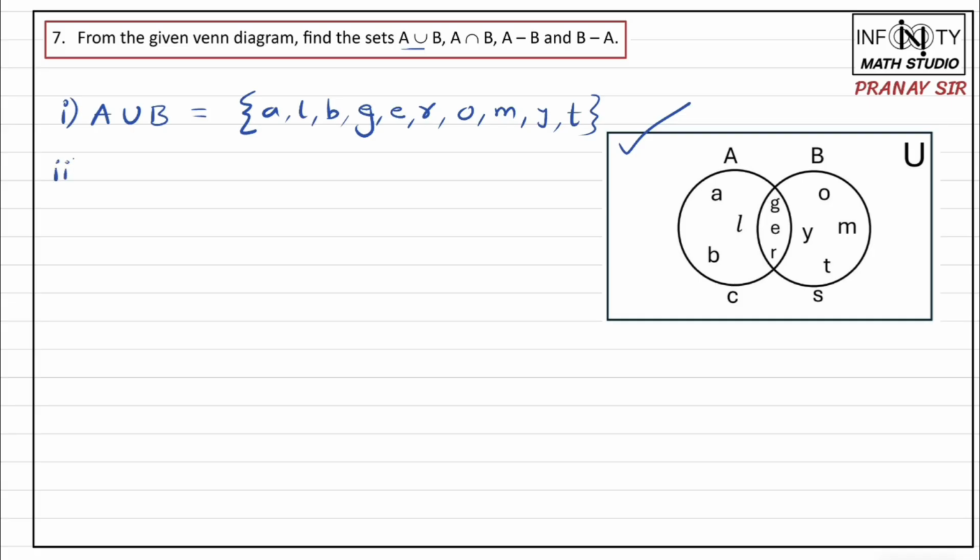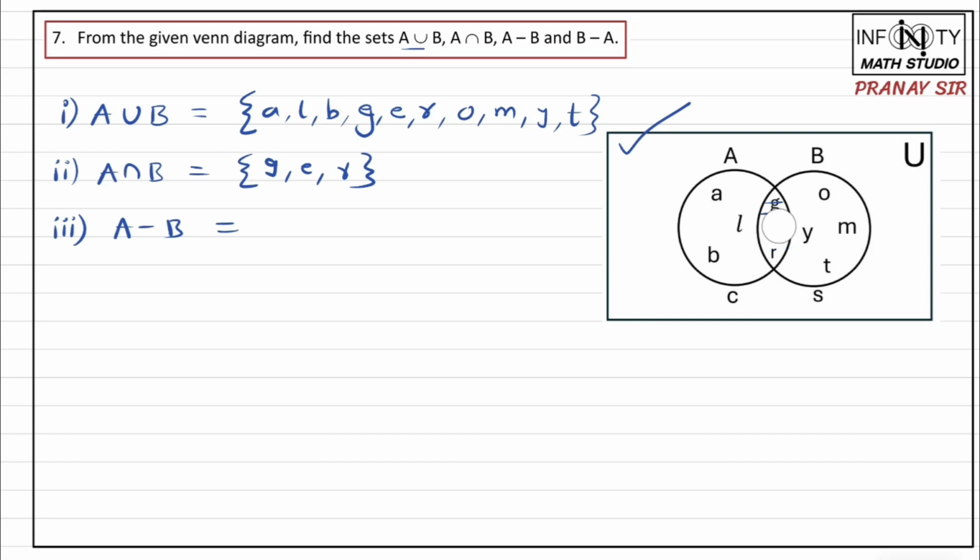Next, second, A intersection B. Intersection means common elements. So these are the common elements: G, E, R. Okay. Next, third one, A minus B.